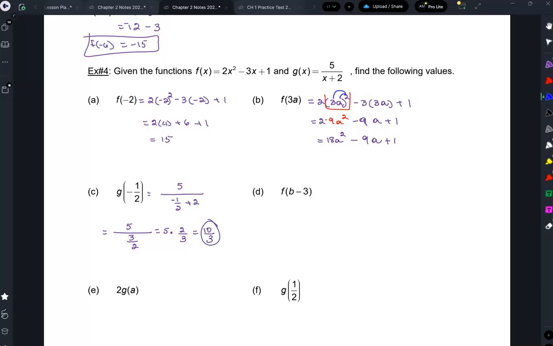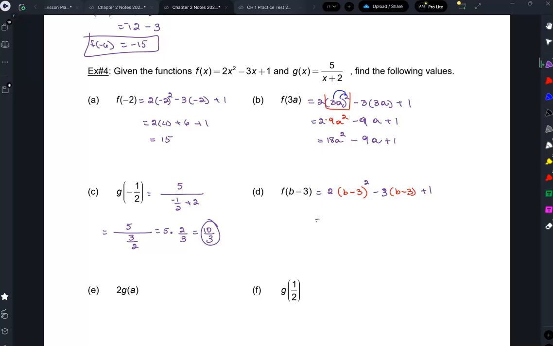Okay, next one. F of b minus 3. Okay, this is a good one. So let's just write it down. I'm going to put b minus 3 instead of the x. When I'm grading the quizzes for this section, I normally have to take off way more points than I would like for ones like this. So let's make sure we get it right now, okay?